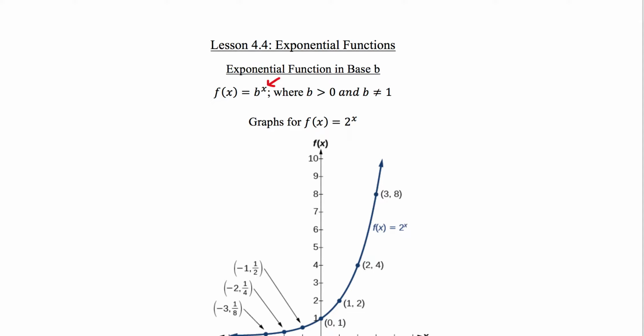For example, you can see here, f of x is equal to 2 to the x. The x is the exponent in the problem. So when that happens, you have an exponential function. The 2 is referred to as the base.